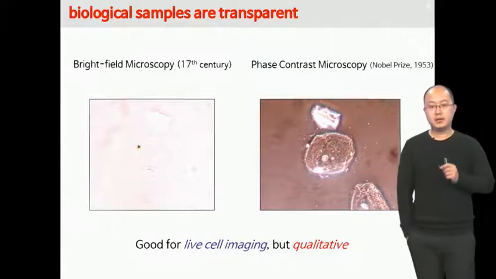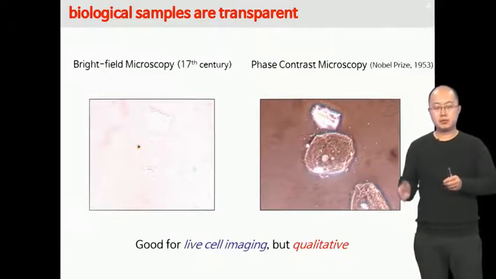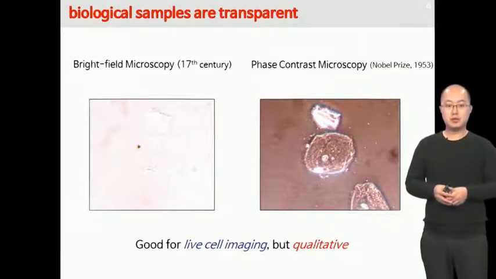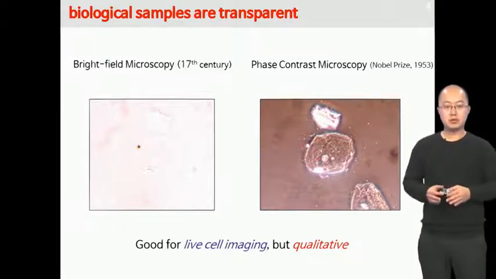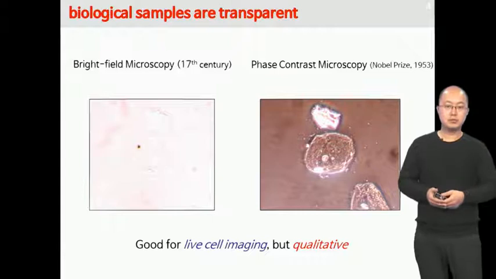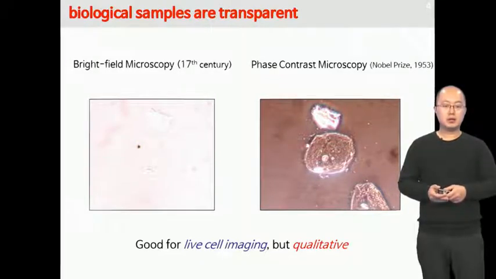So in the phase contrast microscope, the idea is to convert optical phase information into intensity using interferometry. Essentially, by simply inserting the phase mask, you can convert the bright field microscope into the phase contrast microscopy system. This phase contrast microscopy system is very nice for imaging live cells because it does not require labeling agents or the use of fluorescence molecules and so on. But this is not quantitative.